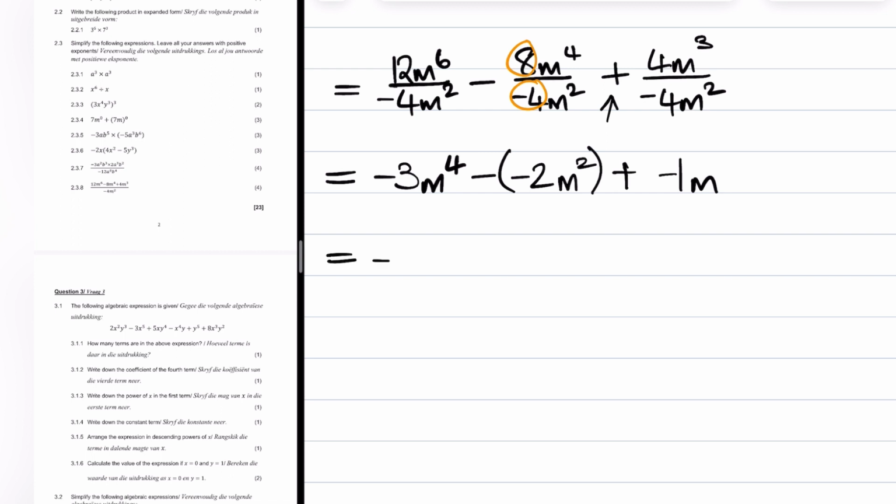I've got negative 3. Let me just redo that. I've got negative 3m to the power 4. And this, of course, is now plus 2m to the power 2. And that becomes minus m.